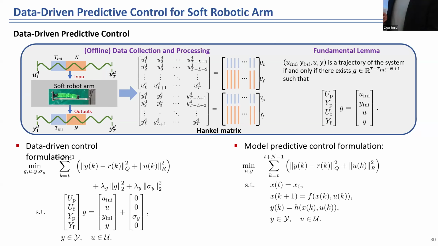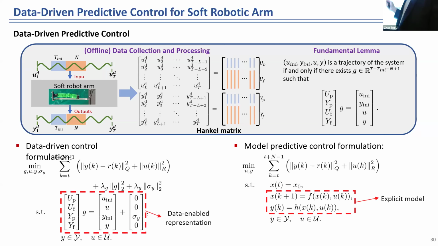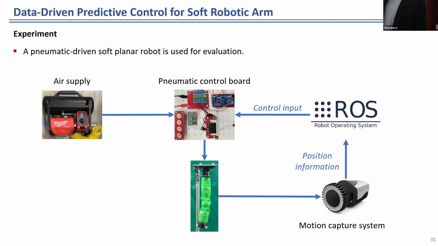Then we can do MPC-like control design, instead of using an explicit model. We just use this fundamental lemma-based model to represent the dynamic system, in contrast to the MPC where we have a simplified model. That's the key difference. And then this is our setup for the controls.